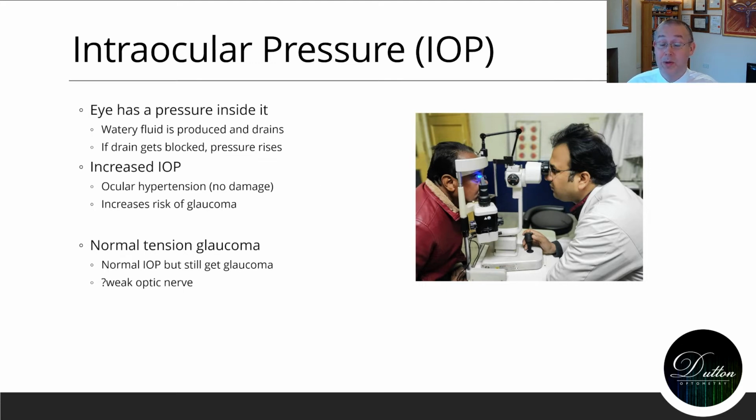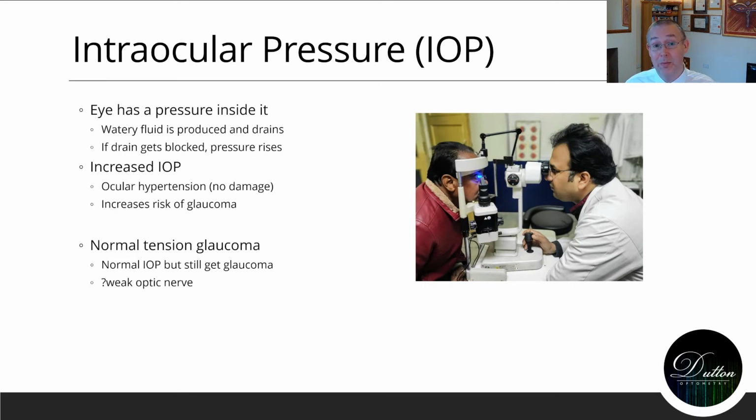Now all eyes have a pressure inside them, that's normal, and the reason we have a pressure inside the eye is because there's a watery fluid which is produced inside the eye. That's nothing to do with your tears outside your eye. So a watery fluid is produced and it drains through little drainage channels at the front of the eye. If those drainage channels become blocked, then that watery fluid can build up a bit and then you start to get an increase in your eye pressure. Now in some people that doesn't cause any problems at all, that's just called ocular hypertension. But it does put you at an increased risk of getting damage in the future, so your risk of glaucoma, which is the damage aspect, is increased.